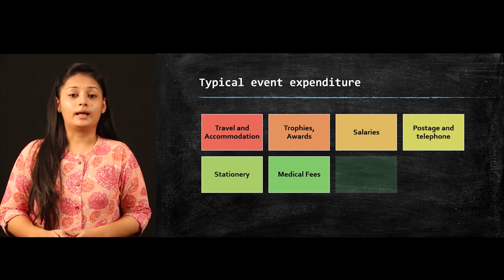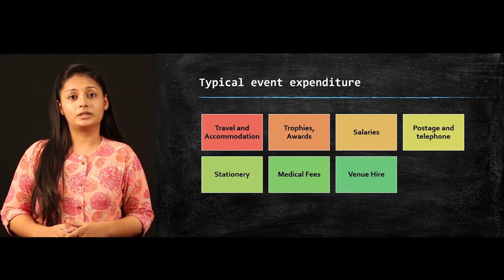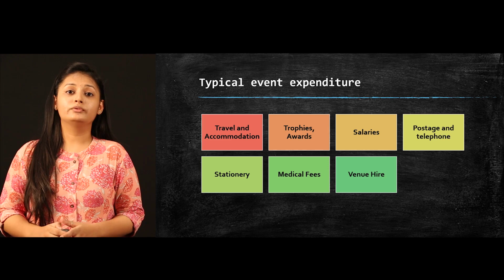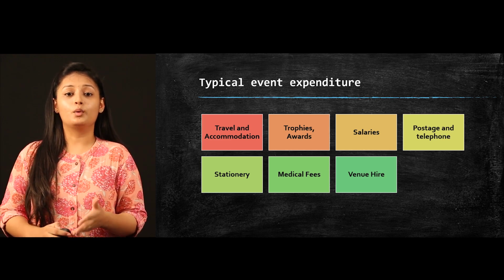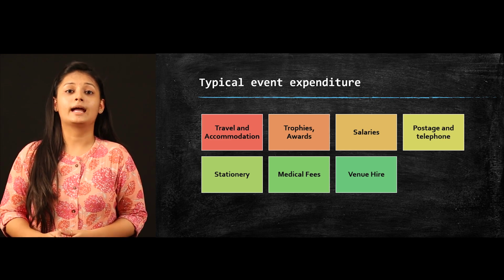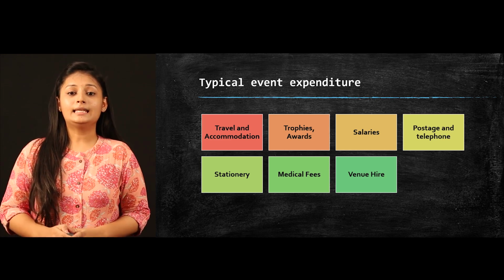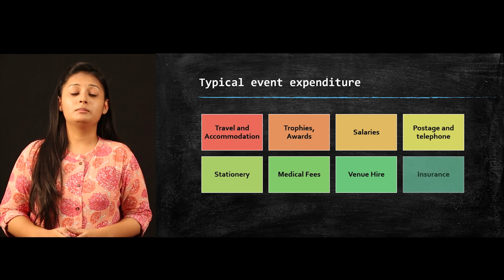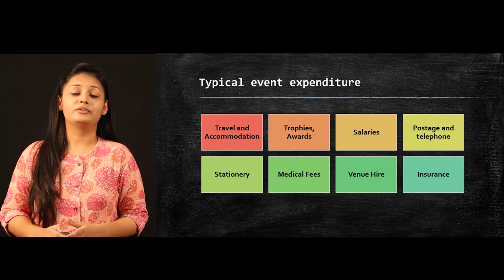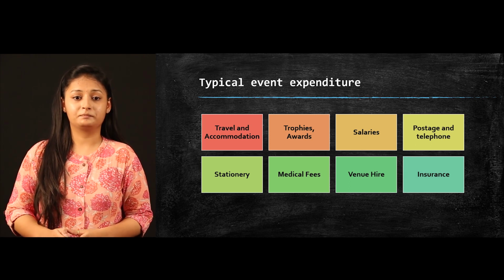Next is the venue hiring. Now this is an important aspect of event management. Whenever you're going for hiring the venue, you must be aware of the hidden costs which are involved in this. For example, the cost for security, for parking, for heating and lighting. Next is insurance. It is very much important that you have the insurance to cover the risk of injury and the financial loss in the event.